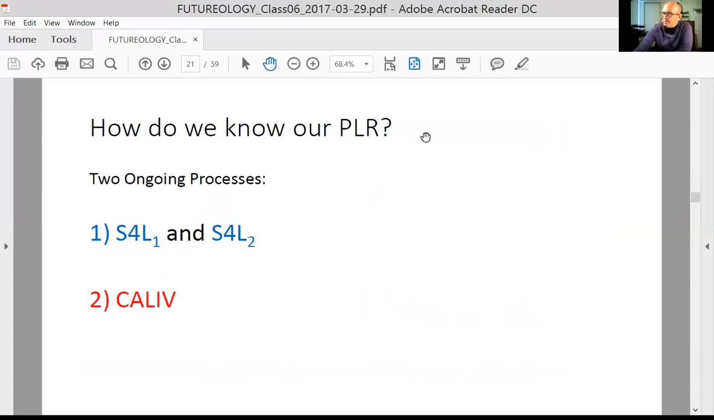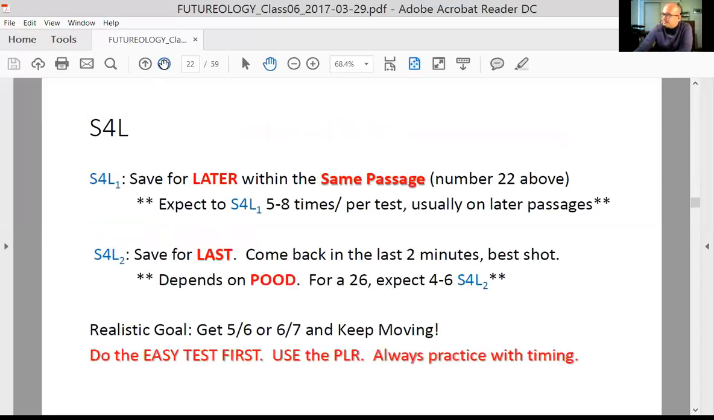So how do we know our path of least resistance? Well, as I already said, there's definitely the save for later going on. In fact, there are two types of save for later, and we'll talk about them. The other thing is the CALI-V, which I already briefly mentioned, but I'm going to go a lot more heavily into, and explain how this acronym is a life-saving, or at least a time-saving, apparatus that we can use on the test. So, save for later.